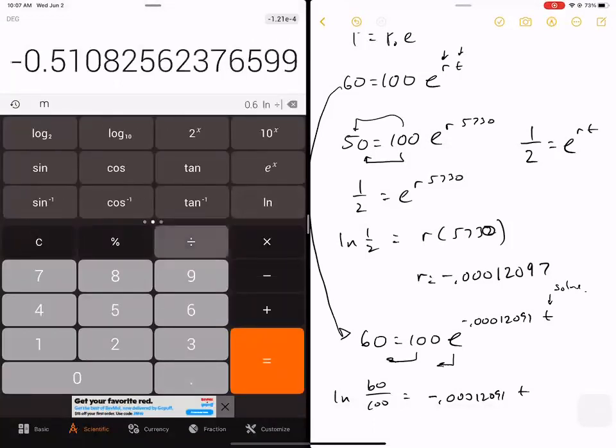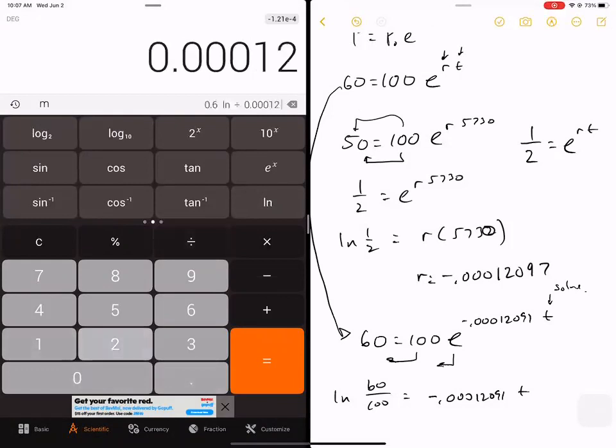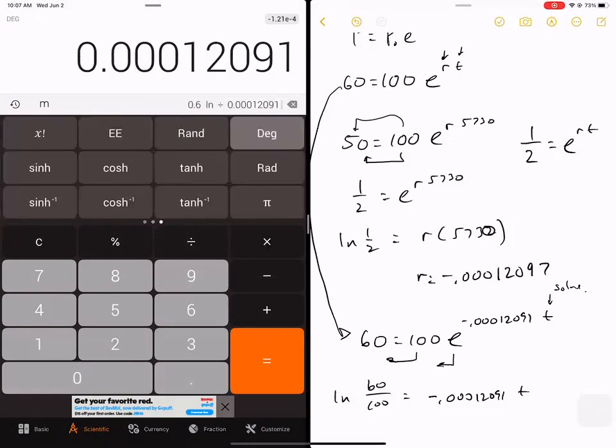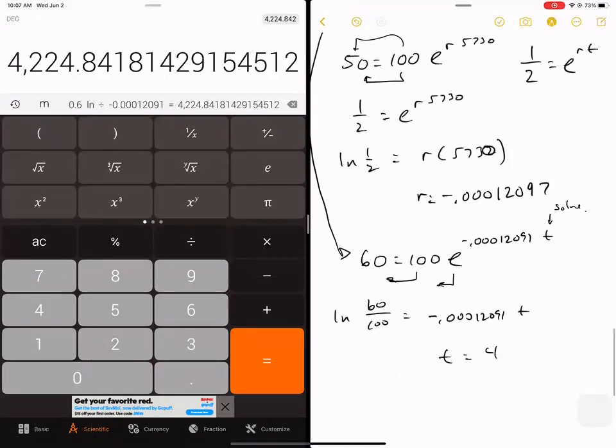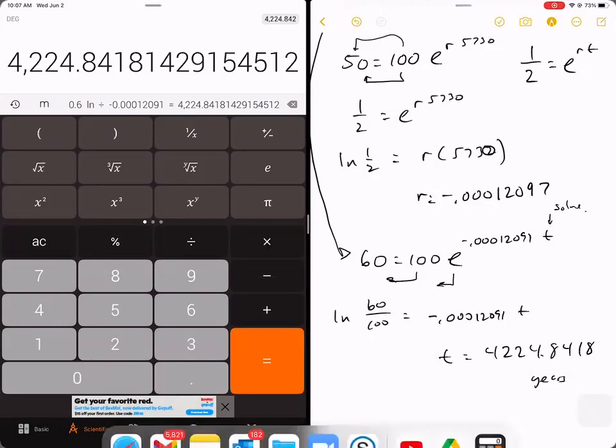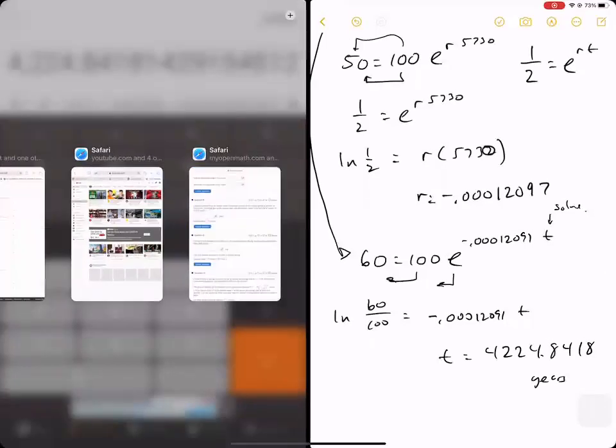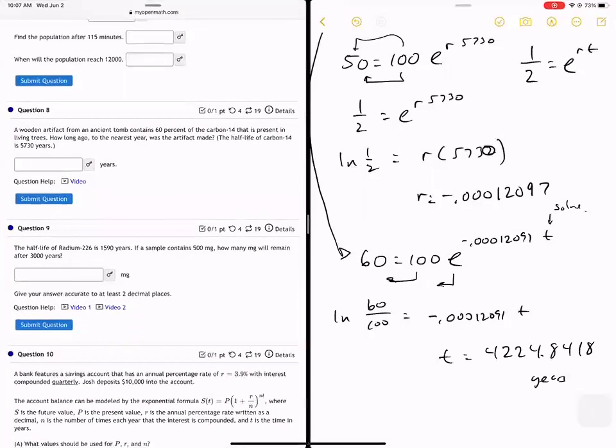And then we're going to divide this by negative 0.0001209. And then we're going to throw a negative sign on this. Looking for my negative sign, plus minus. So it tells me it took 4,224.8418 years to get to 60 degrees, to get to 60. And they wanted to round to the nearest year, right?